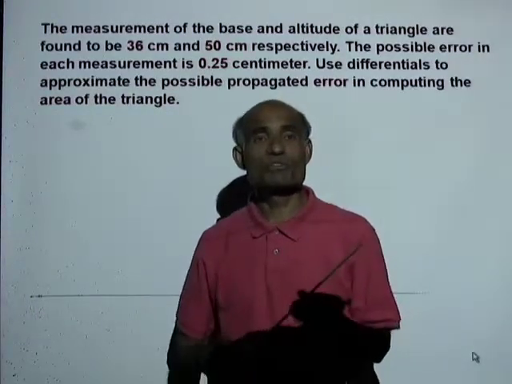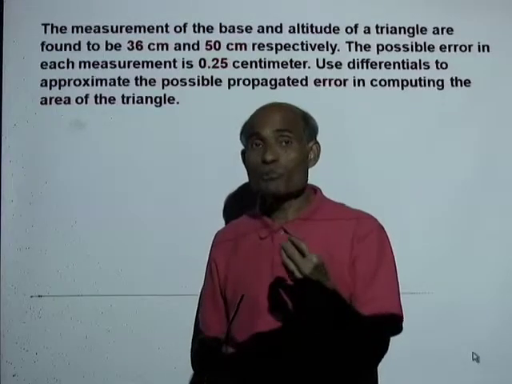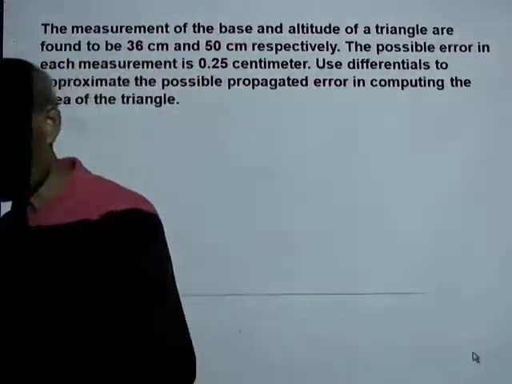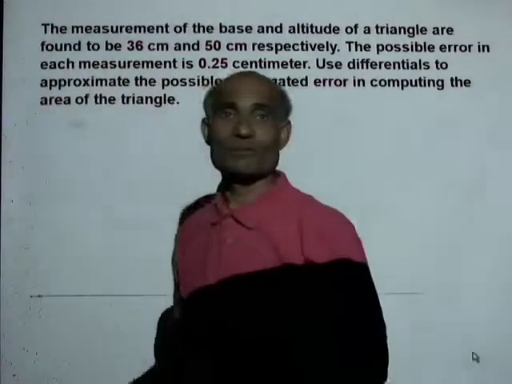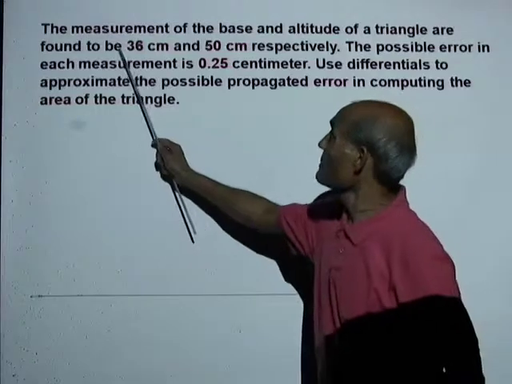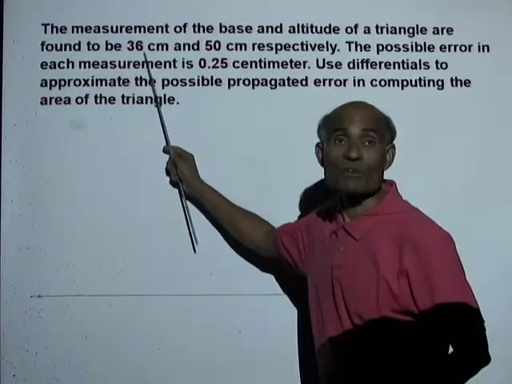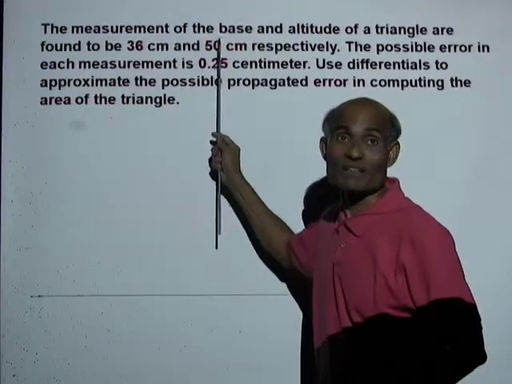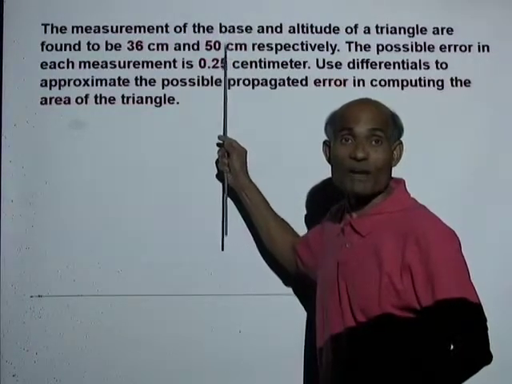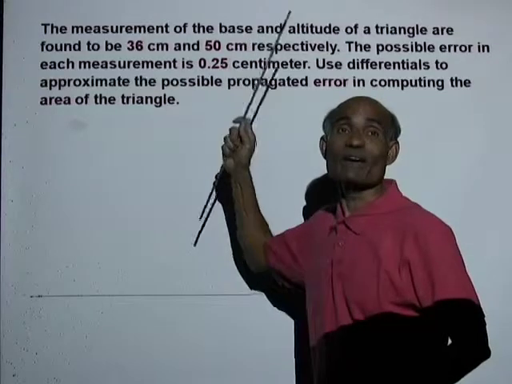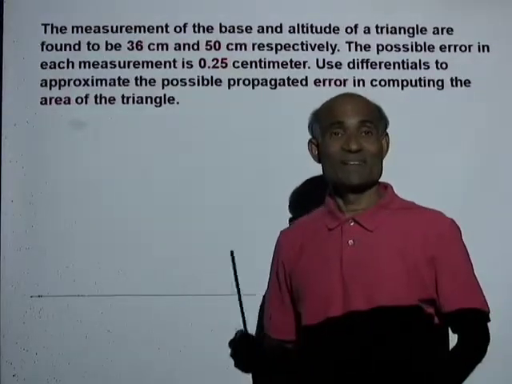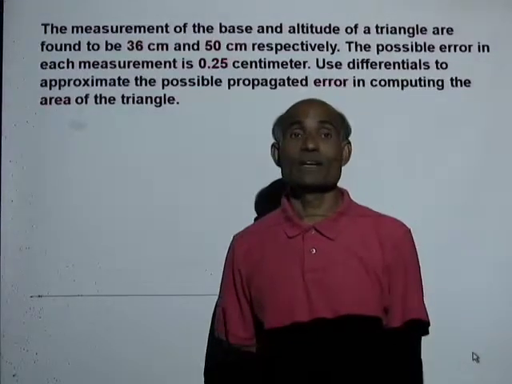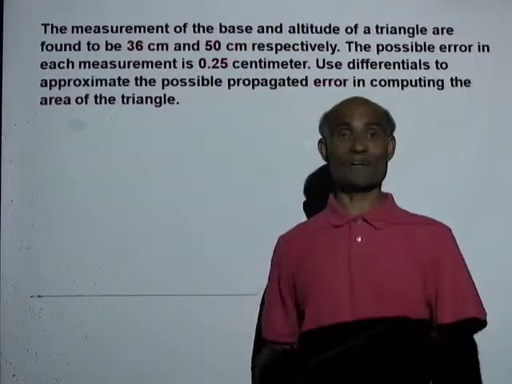Use differentials to approximate the possible propagated error in computing the area of the triangle. Well, we've got the base of the triangle, 36 centimeter. This is the possible error in measuring it. And this is the height of the triangle. This is the possible error in measuring it. Now we need to calculate the propagated error in measuring the area of the triangle.